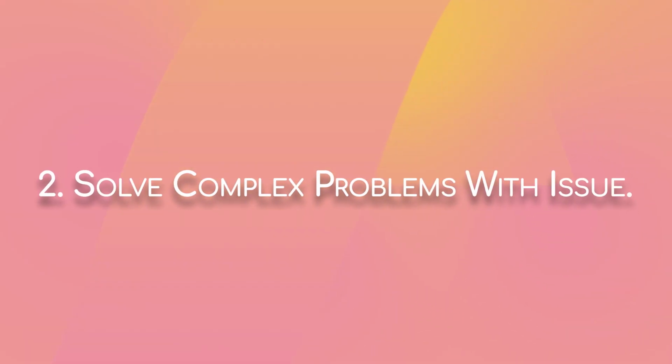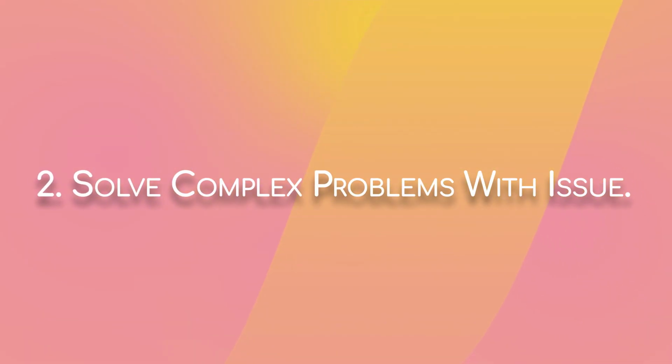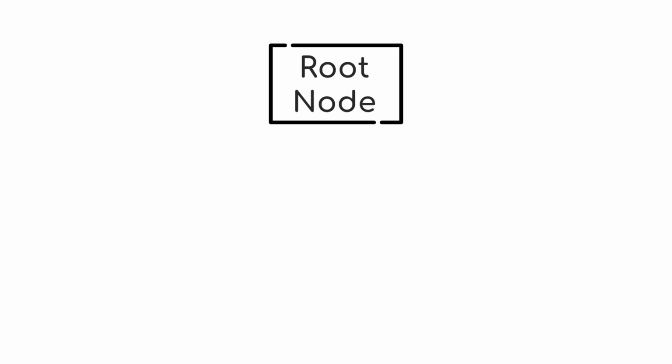Now let's move on to point number 2, which is solving complex problems with an issue tree. Here's how to build a simple issue tree. Number 1. Start with the problem. Place your root node at the top of the page. This can be a statement like "this business is not making money," or a question like "how can I make my business more profitable?" Number 2.